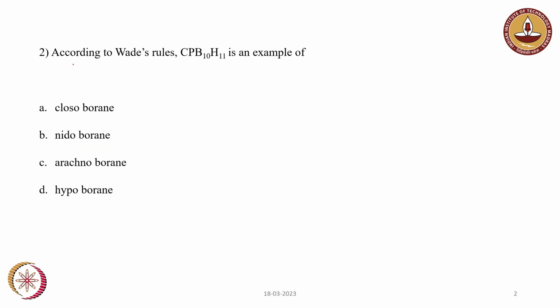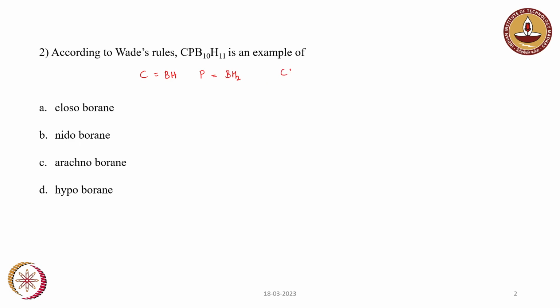Next question is, according to Wade's rule, CPB10H11 is an example of: option A is closoborane, B is nidoborane, C is arachnoborane, and D hypoborane. So similar to the previous question, we have to calculate skeletal electron pairs first. So in CPB10H11, C is equivalent to a BH unit and P is in the group of nitrogen, so it will be equivalent to BH2.